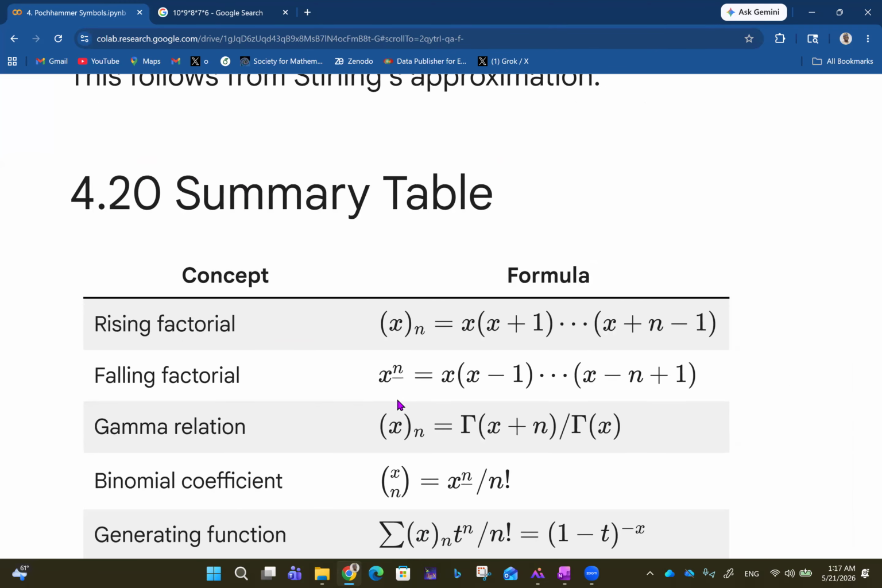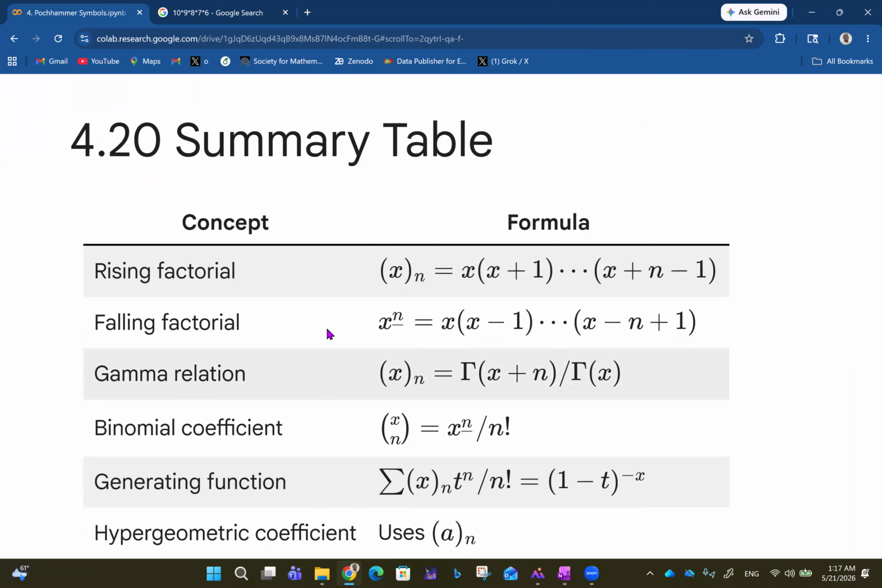And then we have the summary table for all of that. If you look at the concept and the formula, rising factorial, that's x sub n, that's x into x plus 1, all the way down to x plus n minus 1. Falling factorial, x sub n underscore, that's x into x minus 1, all the way to x minus n plus 1. Then you have gamma relation, that's x sub n, which is gamma x plus n over gamma x.